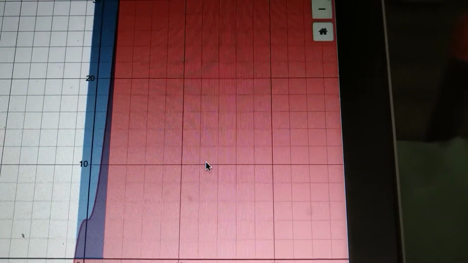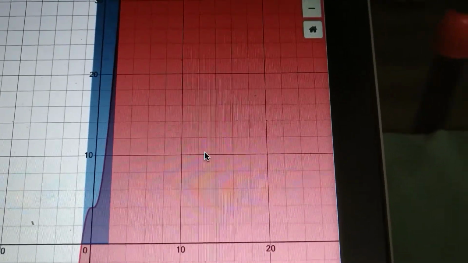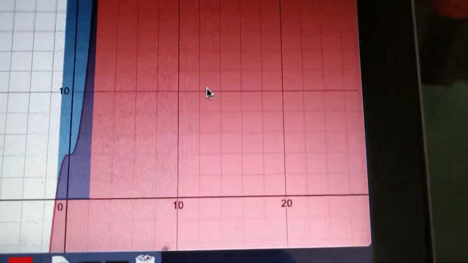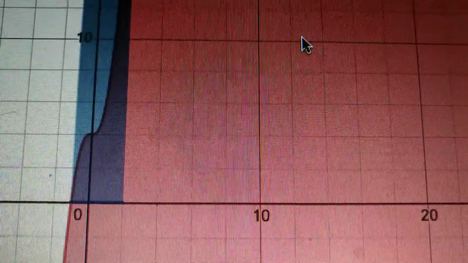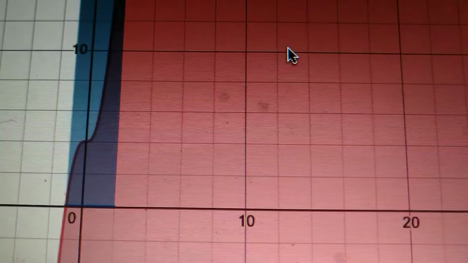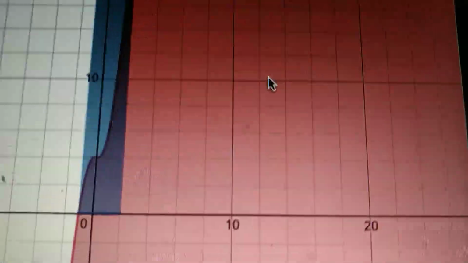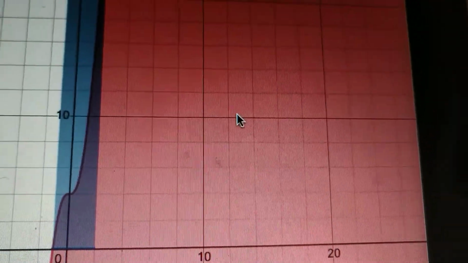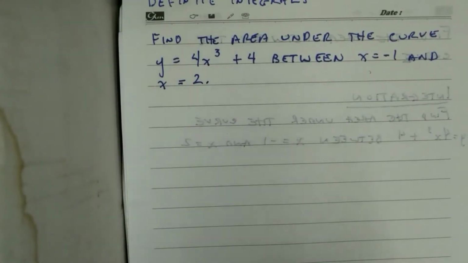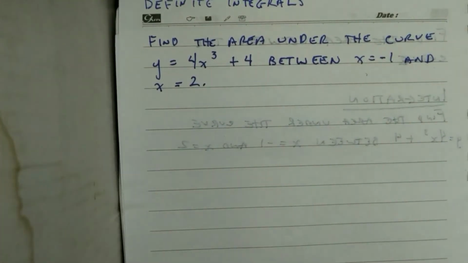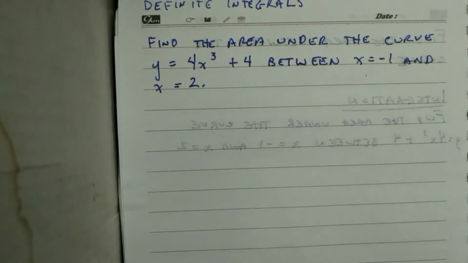So just to give you an idea, I tried to draw it, but it wasn't pretty. But we're looking between, on the x-axis, -1 and 2. And we're trying to find this area where the blue and the red overlap. So we're looking at the purple region, and we're trying to find that area. And we're going to do that through integration. And this is a definite integral because we have boundaries that are defined, and those boundaries are, again, -1 and 2.